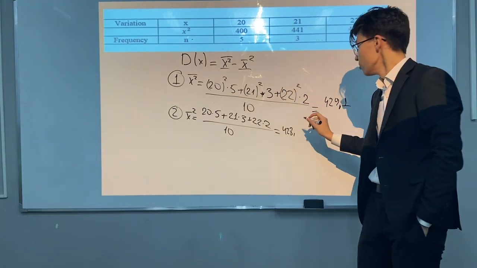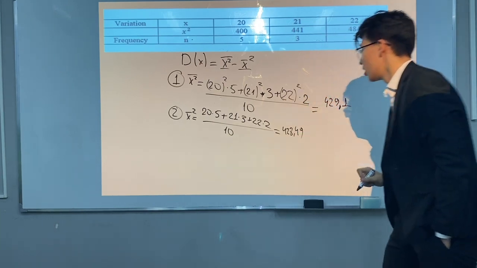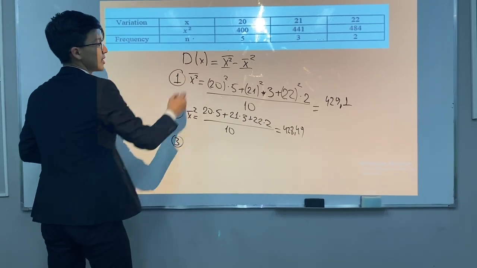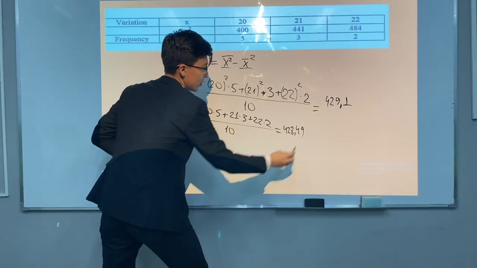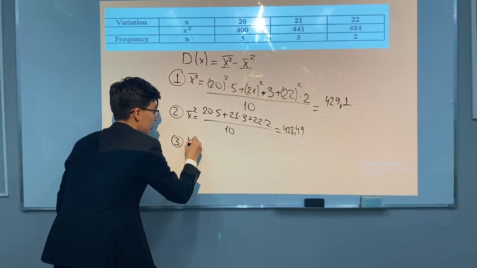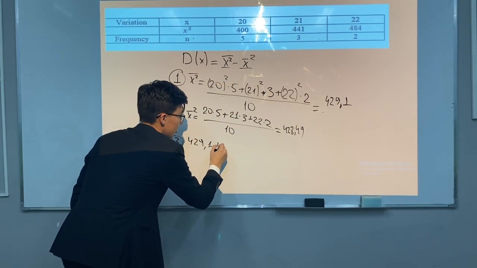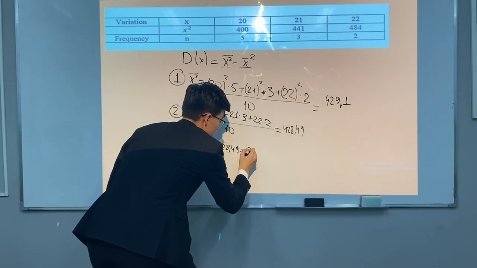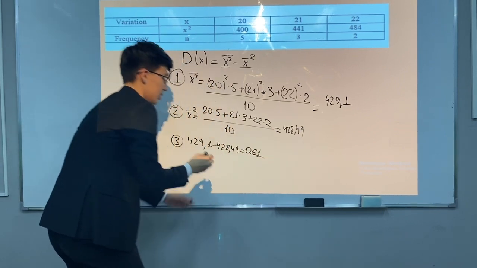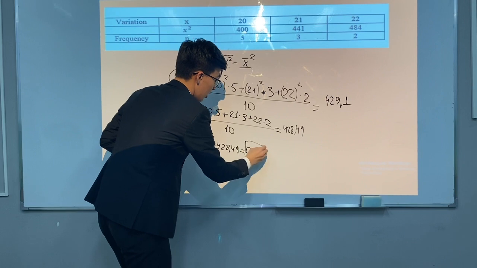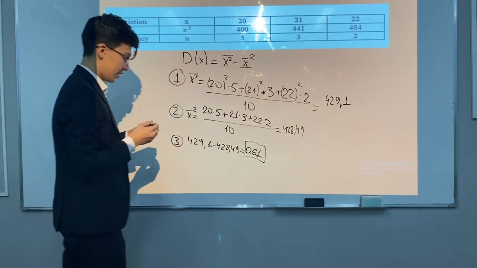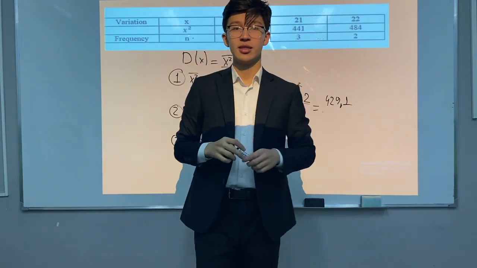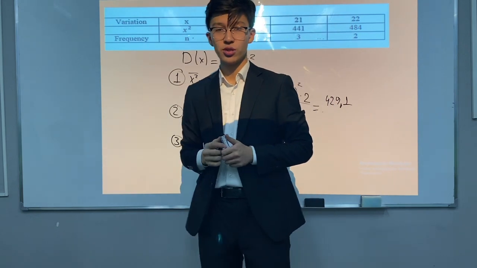And our third and last step is just to subtract this from this one. We can write the first result minus the second, and the answer will be the dispersion of this set of data. And here you can just notice that the dispersion can never be negative.